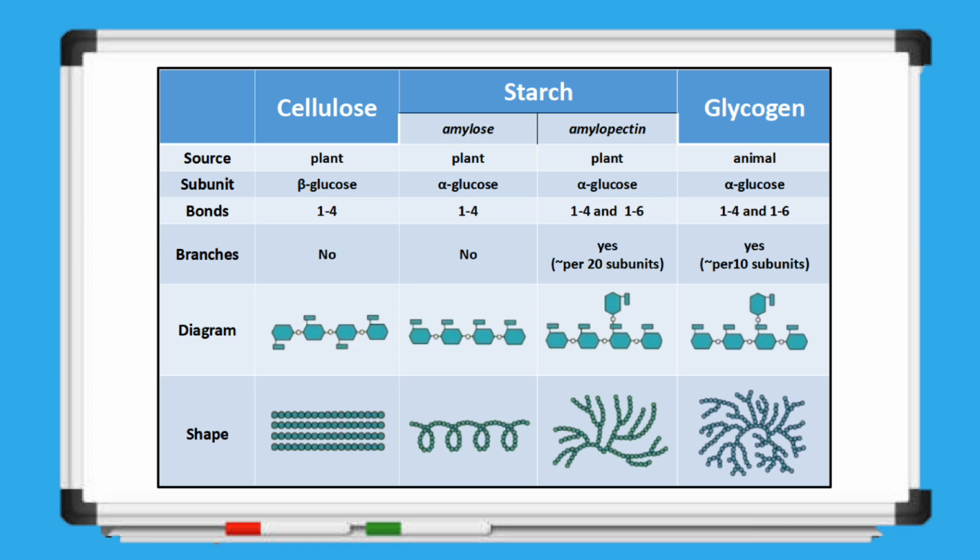If we could see these structures, cellulose would look like long straight fibers, starch would show coiled and branched chains, and glycogen would appear as a tightly packed, highly branched structure. So, even though all three are made from glucose, the way the glucose units are arranged gives each one a different role: cellulose for structure in plants, starch for energy storage in plants, and glycogen for energy storage in animals.